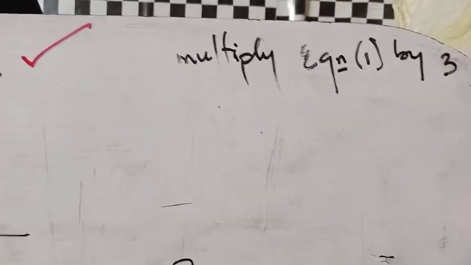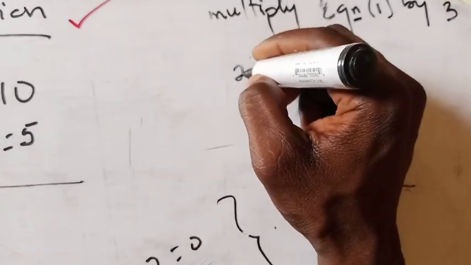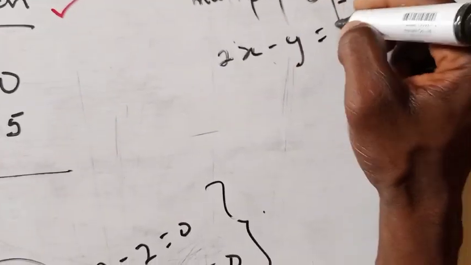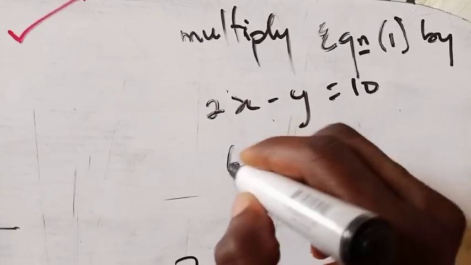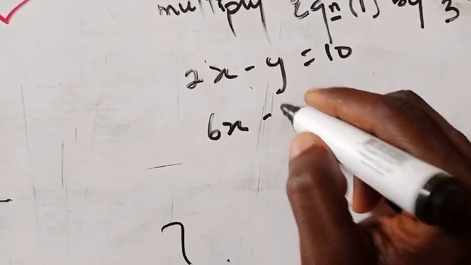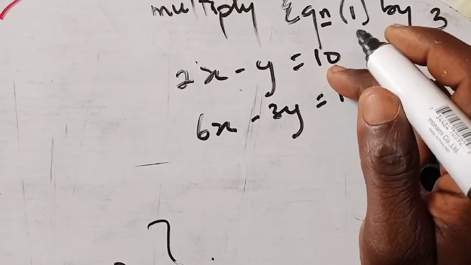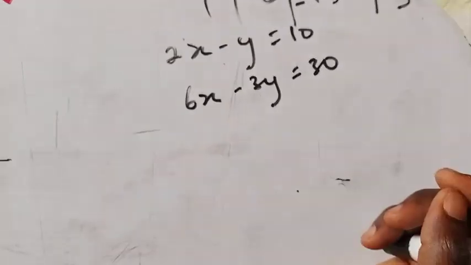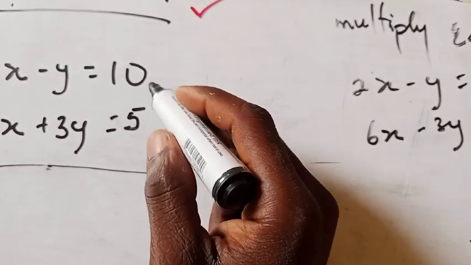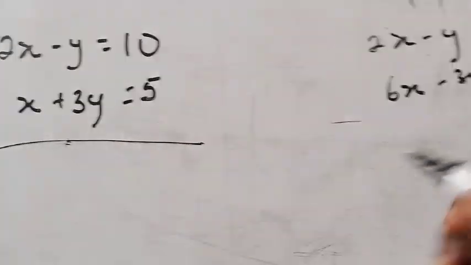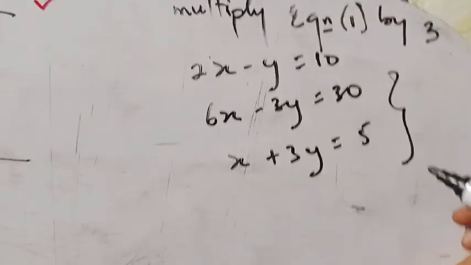So what this means is equation 1 by 3. This is equation 1, 2x minus y equal to 10. Multiplying by 3, we are going to multiply everything by 3. So that's going to be 6x, and then minus 3y, and then equal to, this guy multiplied by 3, that's going to be 30. So once you have this, this is going to be our new equation, in addition to the second one, that is x plus 3y equal to 5. So these are the two equations that we are going to deal with.